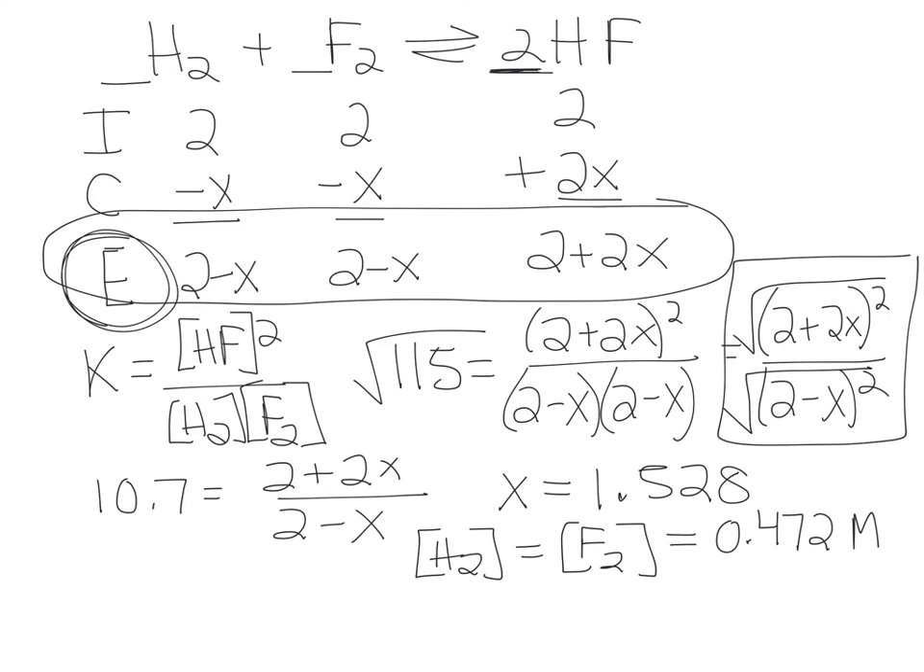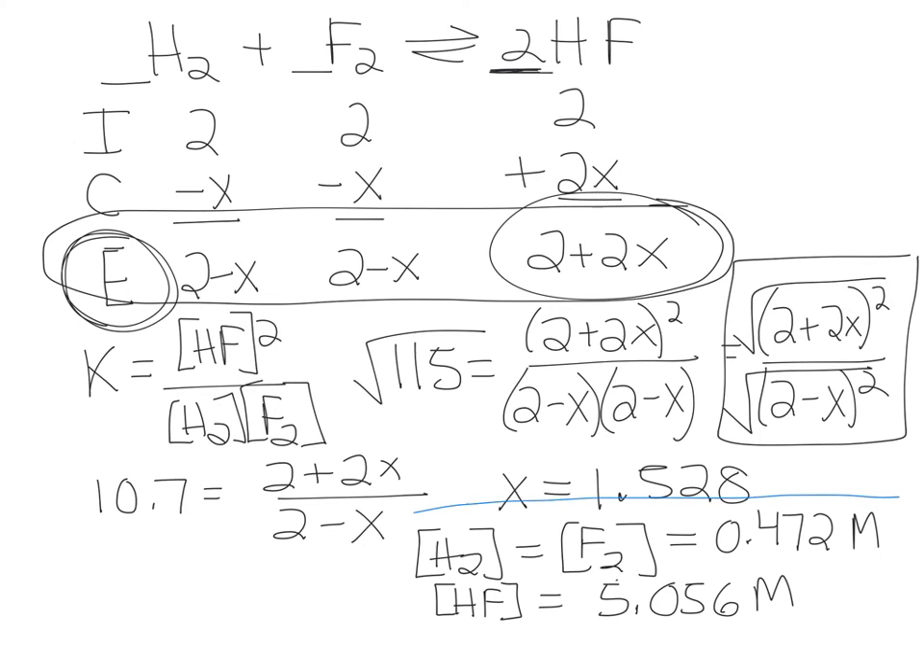And then for my concentration of HF, I plug that into this formula, so I'm going to do 2 plus 2 times x, and I get 5.056 molarity for my concentration of HF, and those are our final answers. We'll just circle it and we're done.